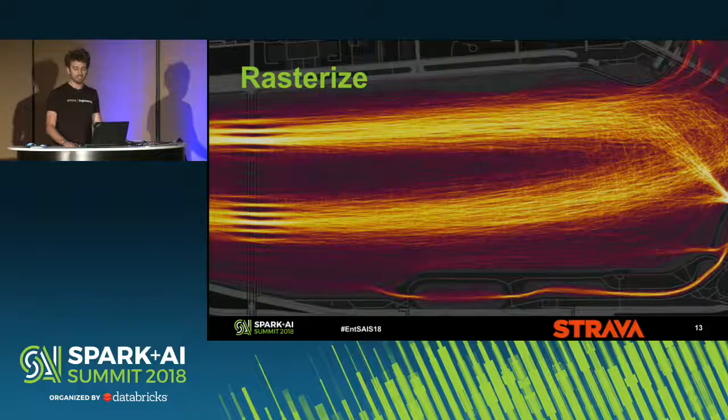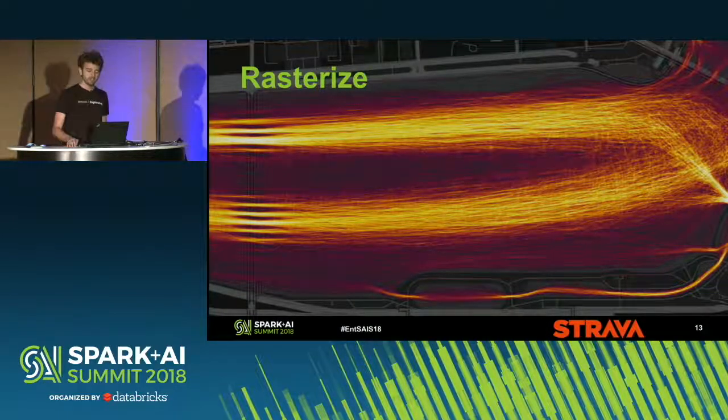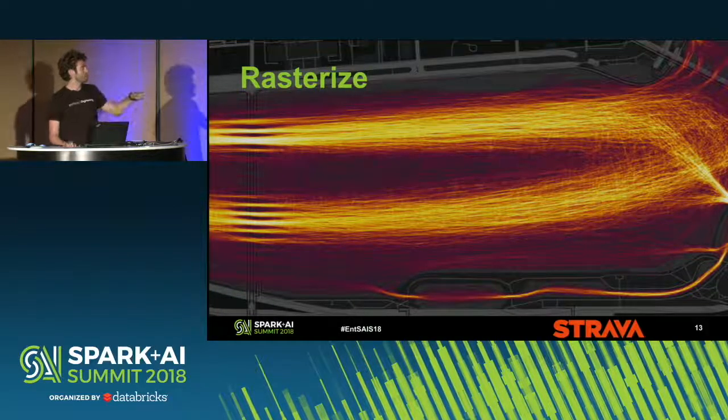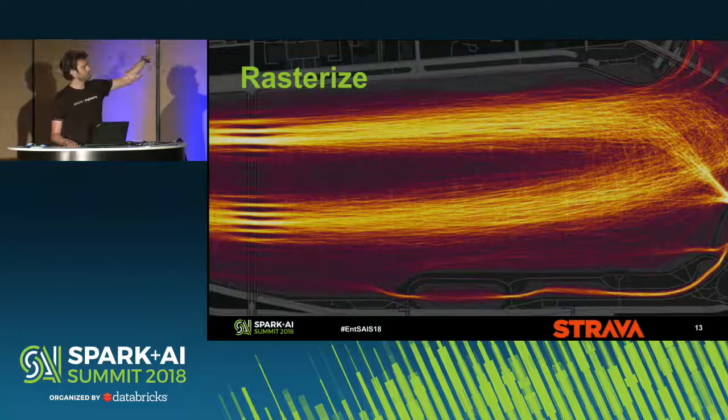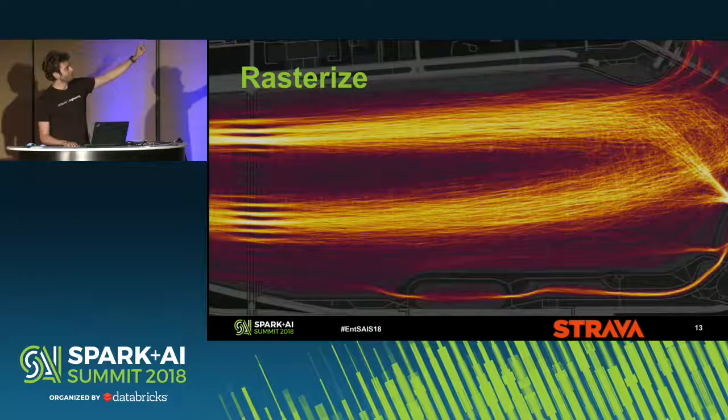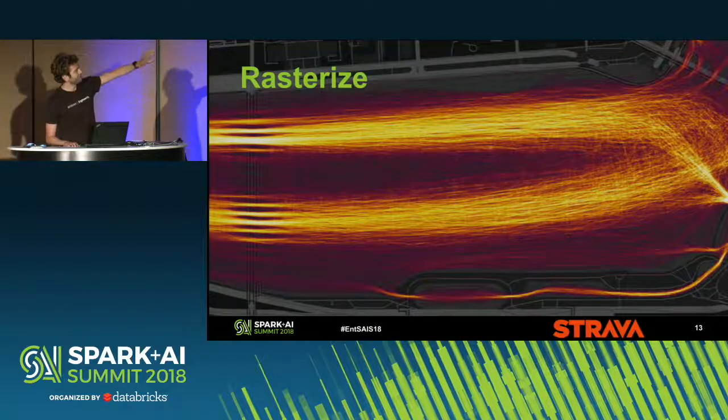So the first stage is basically the rasterization. And this is a cool picture of why rasterization is neat, where you can see the streams converging as boats go through a bridge with pillars. You can't go where the pillars are, so you can see that the heat changes.